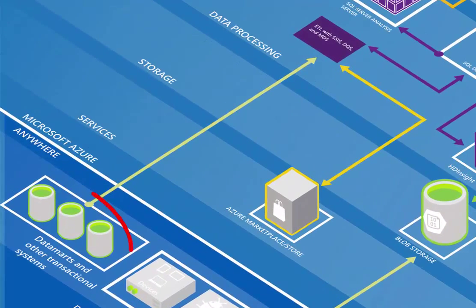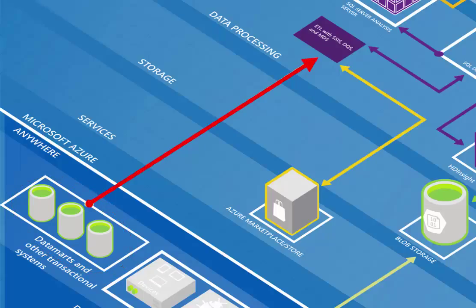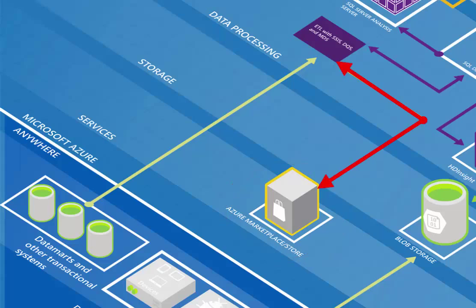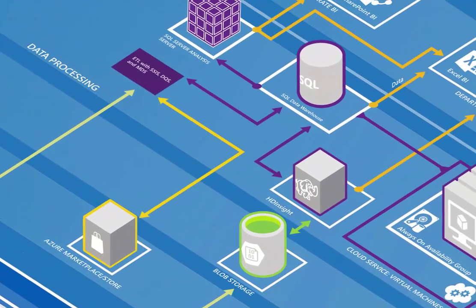Data collected into data marts and other transactional systems is sent to an extract, transform, and load tool such as SQL Server Integration Services, Master Data Services, or Data Quality Services. At the same time, data can be sent to the ETL tools from external services, such as those hosted on Azure Marketplace. The ETL tools send the processed data to a SQL data warehouse.